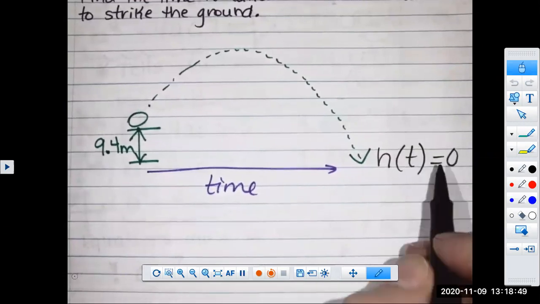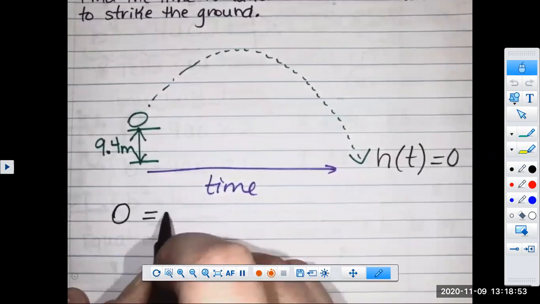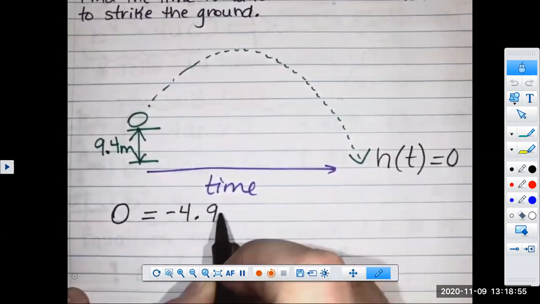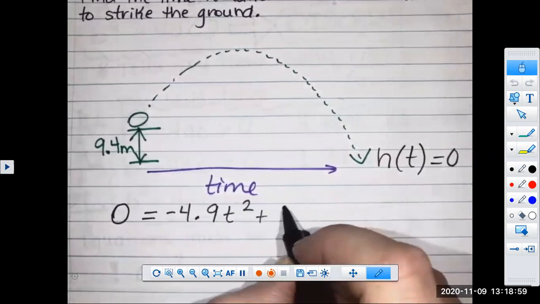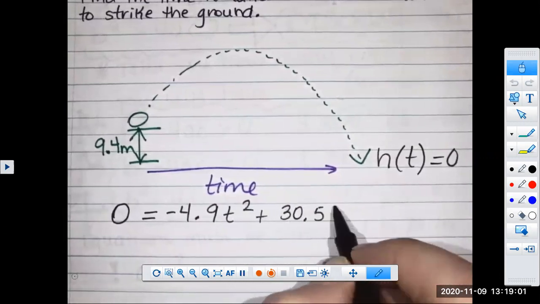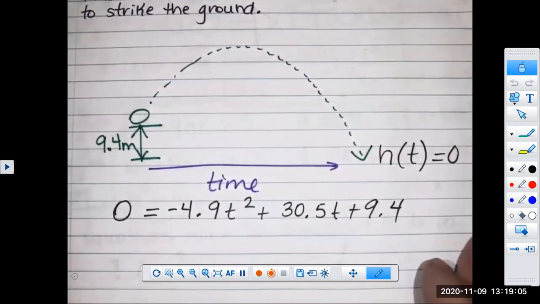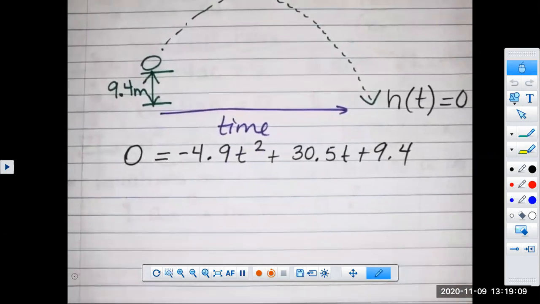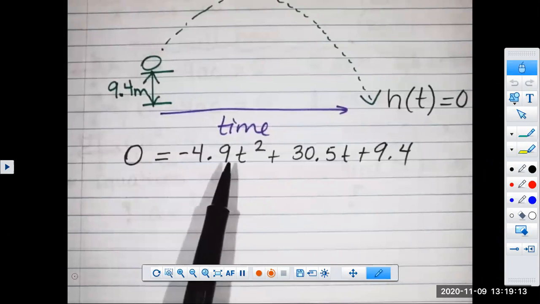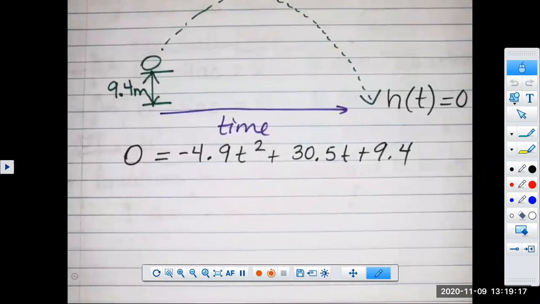So what you're going to do in that case, you're going to plug in 0 for h of t in your function. And then we're going to plug this into the quadratic formula in our calculator to solve, to see how many seconds it took this cannonball to arrive back at 0 meters and hit the ground.